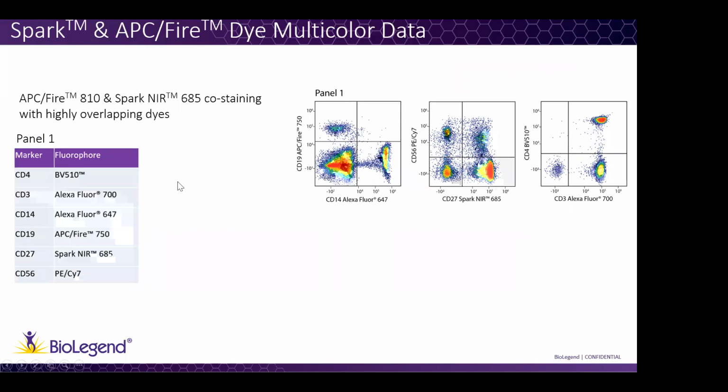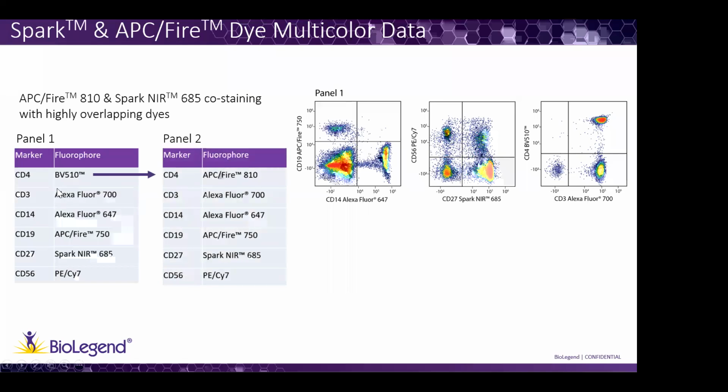So here I have one example. So this is the old panel that has been used already quite some. So we have already 4 different fluors that are primarily excited by the red laser in the same panel. And then we have BSI7, and then CD4 is on BB510, which is a violet fluor. And here you can see how nicely you can resolve these populations. But what if we would replace the CD4 with APC-FIRE 810?